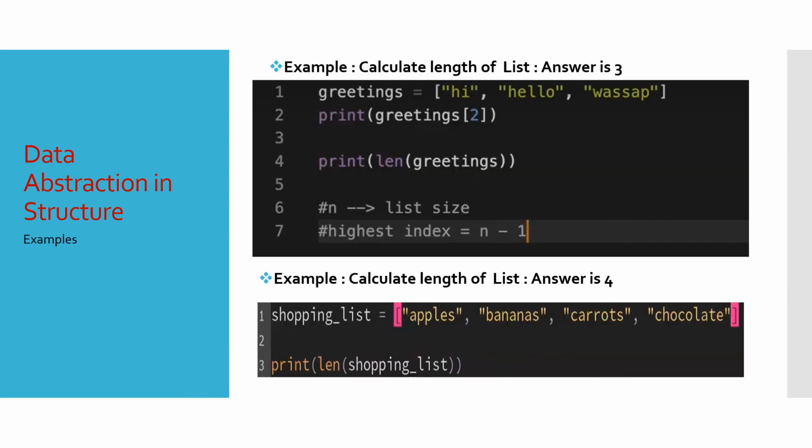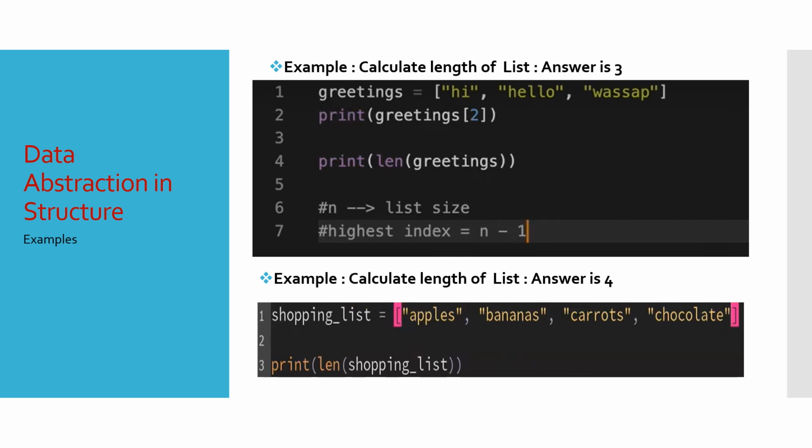But when you go to the next example, when you compare the other with the list, I've shown you two different examples. The first one is greetings. You can see three different words: hi, hello, and what's up. And when I do a length of this, the answer will definitely come as 3. Okay. And in the bottom example of the shopping list, when I do a print of this, you will see the answer as 4. What's the difference between the other one and this?